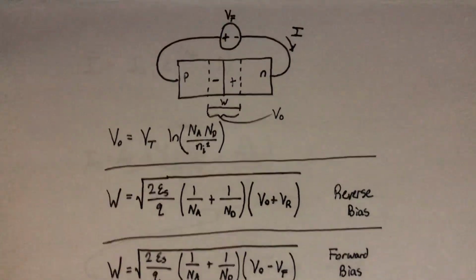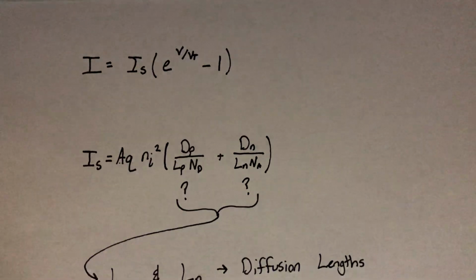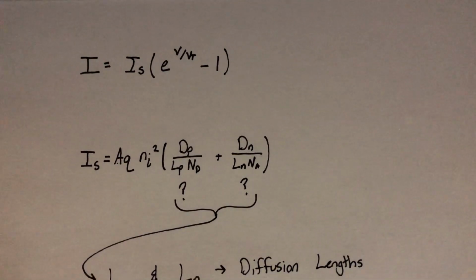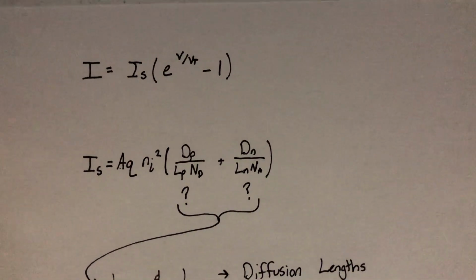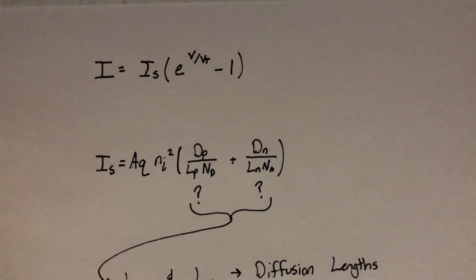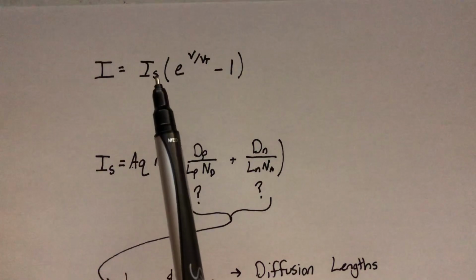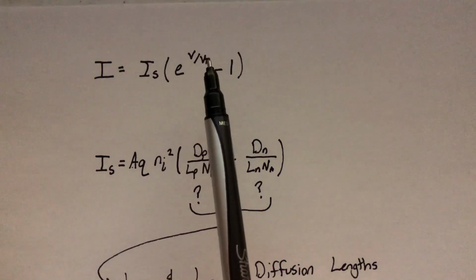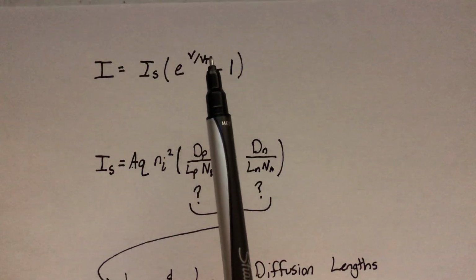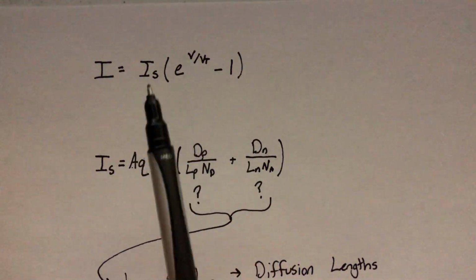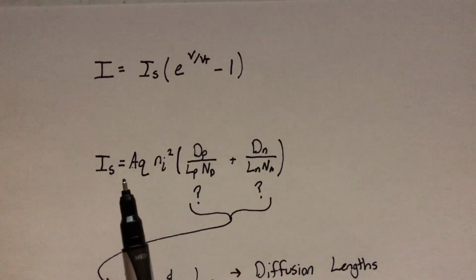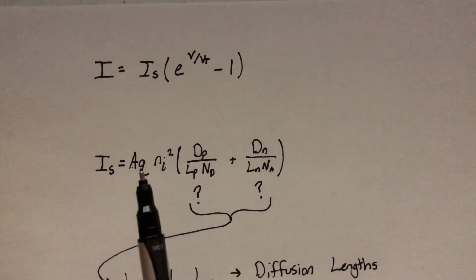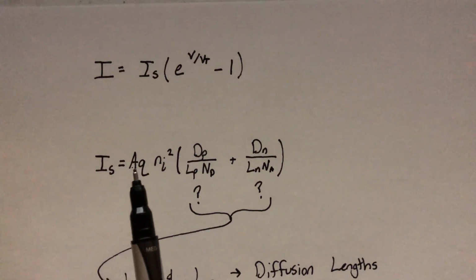So now with the width out of the way, we can move on to the final, probably more complicated aspect of a p-n junction, and that would be the current through the p-n junction. The current is given by the saturation current times e to the voltage divided by that voltage constant we used earlier, minus 1. Saturation current is given by the area, so it's essential that you know the cross-sectional area that your current's going through.